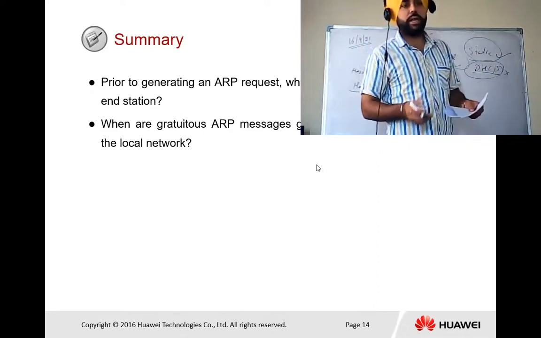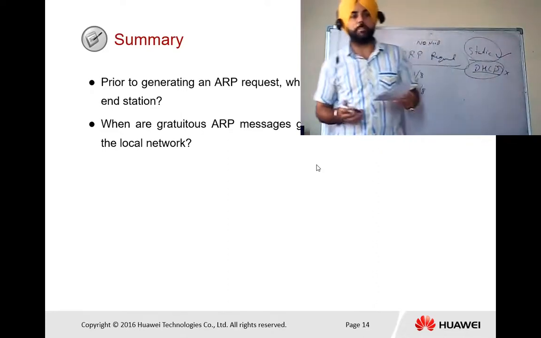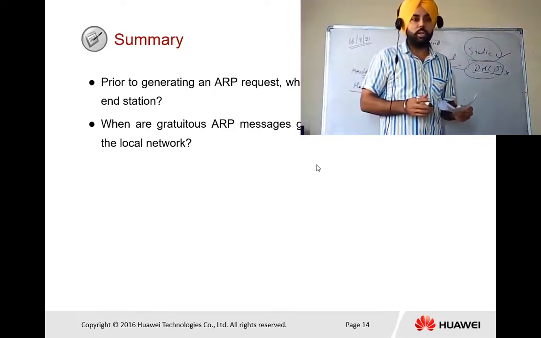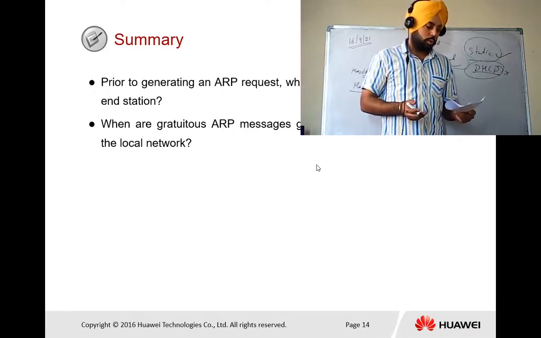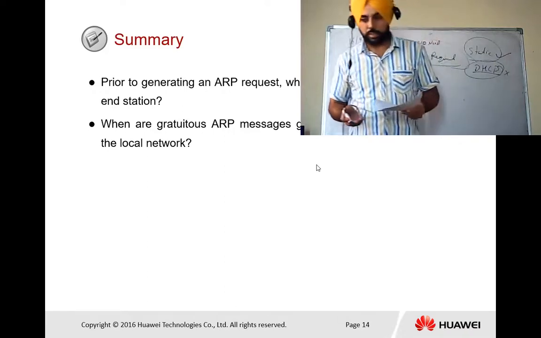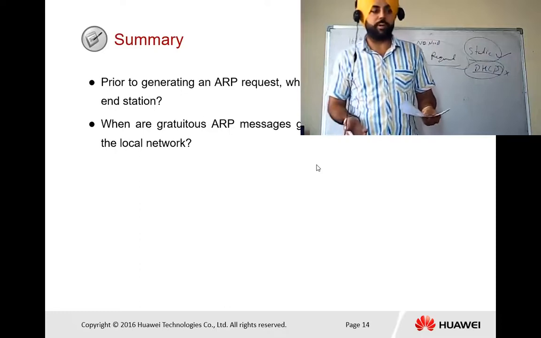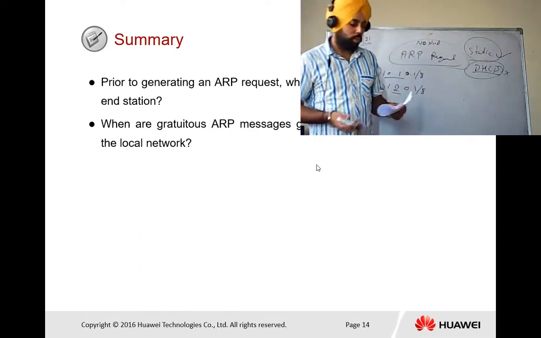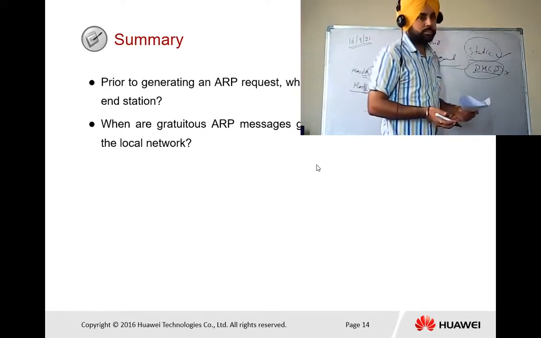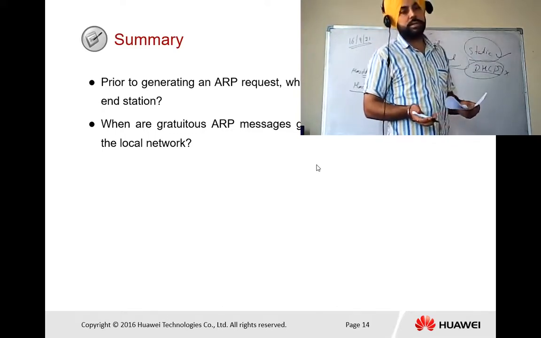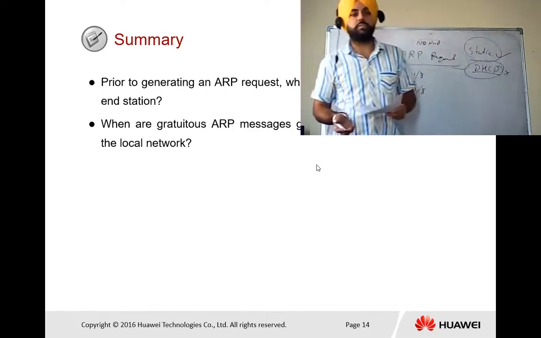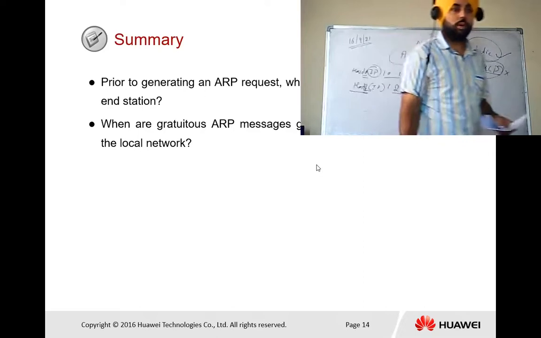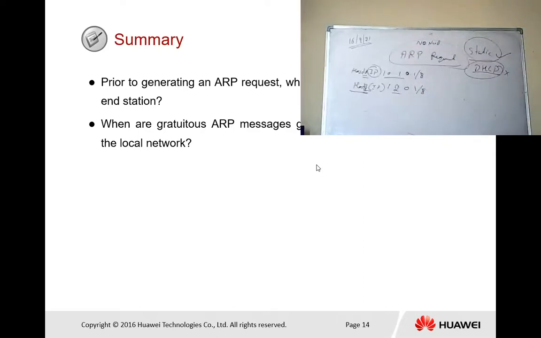Second question: when are gratuitous ARP messages generated and propagated on the local network? So what is the use of gratuitous ARP? That is to discover IP address conflicts, to check you have a unique address. So that is the basic working of gratuitous ARP. So this is all about ARP.